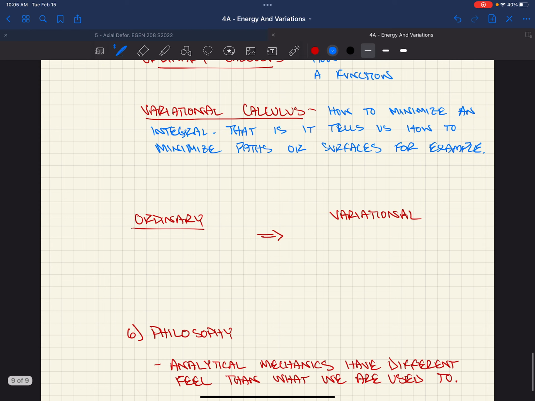So ordinary calculus, as I mentioned, deals with a function, say y of x. Variational calculus deals with a functional, which could be a function that is really a function of the derivative of a function. So it's a kind of a function of a function.